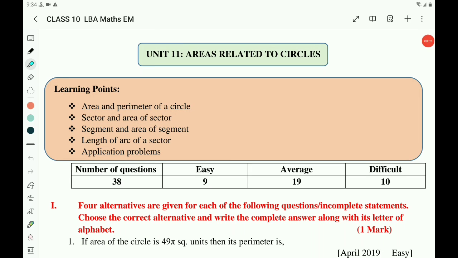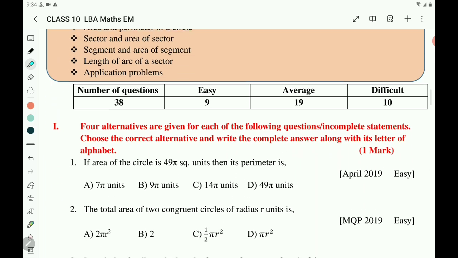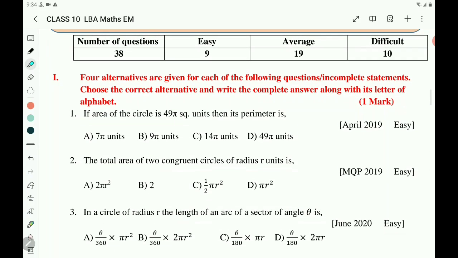Dear children, now let us solve LBA questions of the chapter Areas related to circles. Unit 11, Areas related to circles. Now let us solve the multiple choice questions. First question. If area of the circle is 49 pi square units, then its perimeter is.